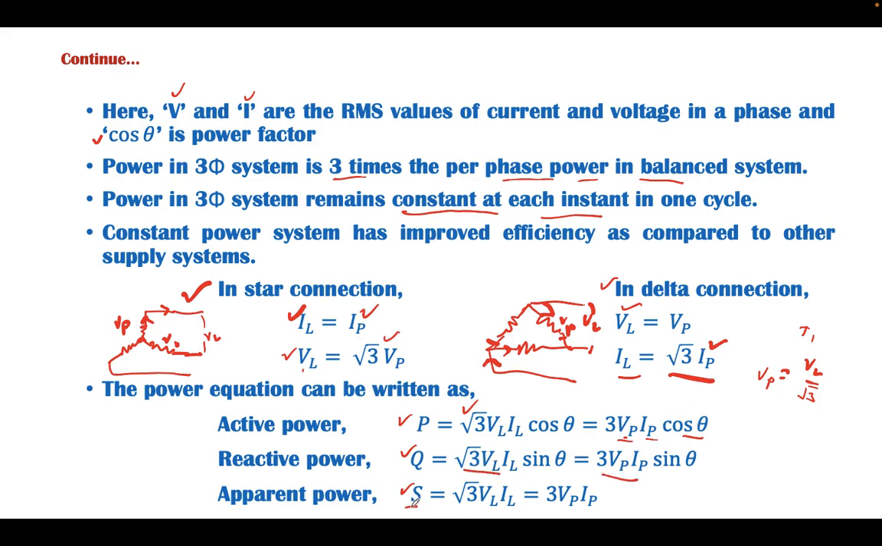Similarly, the third power is apparent power, that is root 3 VL IL, which is equal to 3 times Vp Ip. If the one-phase power is known, just multiply by 3, then it will be root 3 times VL IL, putting the value of Vp or Ip as in the case of star or delta. Now, active power in an electrical system can also be named real power, true power.